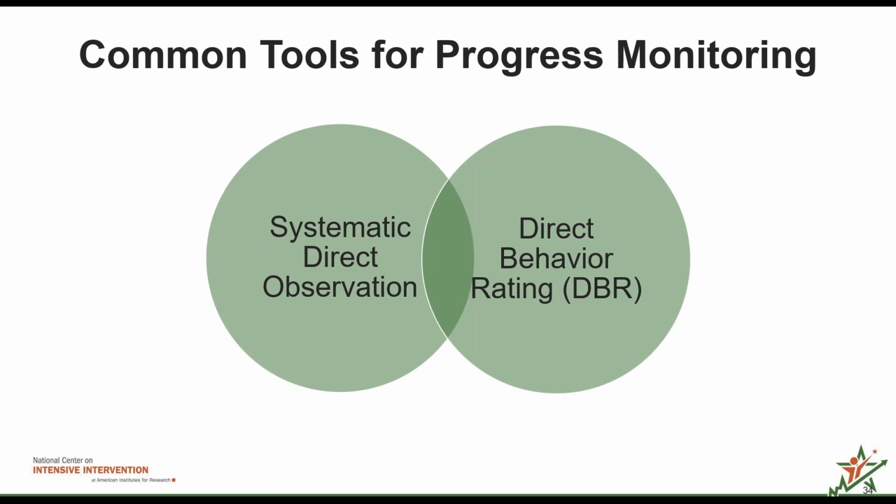One is systematic direct observation. And I think that's really great under the best case scenario, where schools have a lot of resources to be able to do that. But for some schools, that's not necessarily feasible all the time, and so they need to consider other options. Direct behavior rating provides one option that combines the benefits of systematic direct observation with the efficiency of a rating scale. So I just want to spend a couple of minutes talking a little bit about DBR for folks who maybe aren't as familiar with that progress monitoring approach.